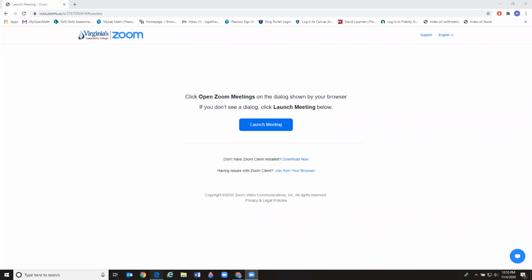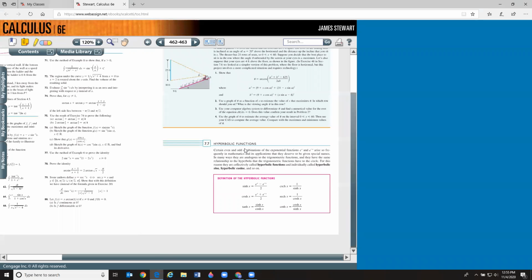Need to look at some new functions now, and there's going to be quite a few formulas. So instead of writing those all out on paper, I'm just going to jump into the book and go through them with you. We need to look at something, a family of functions called the hyperbolic trig functions.